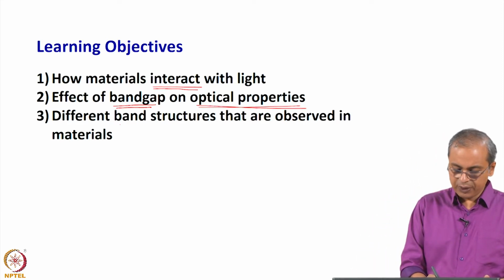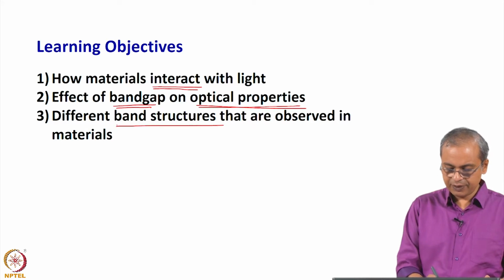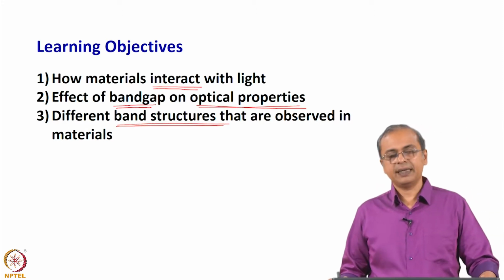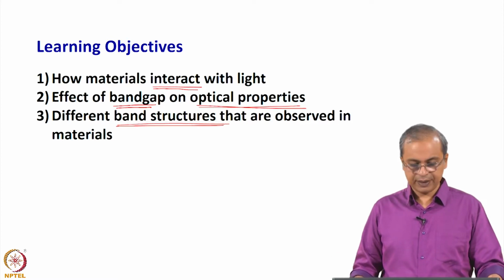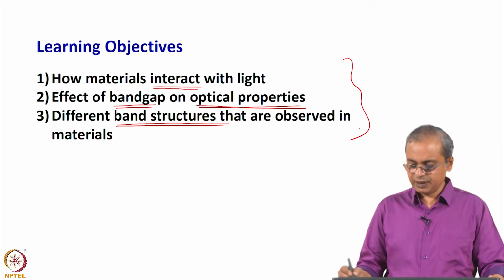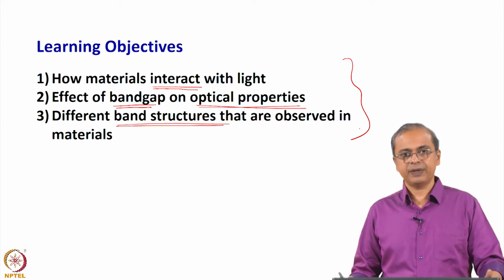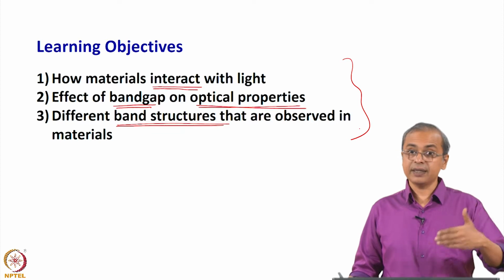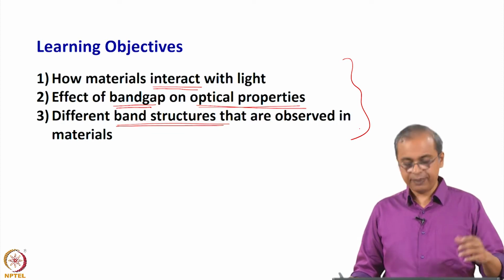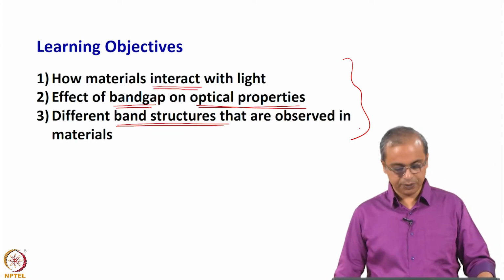We will finally also look at different band structures that are observed in materials, and therefore, in that context get a sense of what is possible with various materials. So, those are our learning objectives. It will give us some idea of the phenomena of interaction of light with matter and some idea of the internal working of the material and how that impacts the optical property that we are observing.